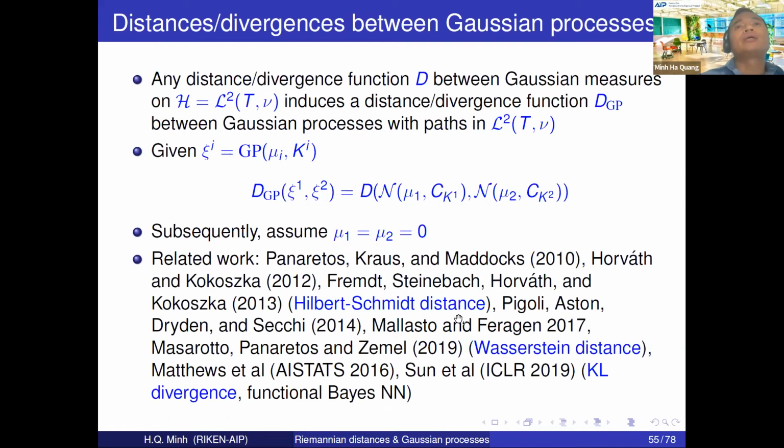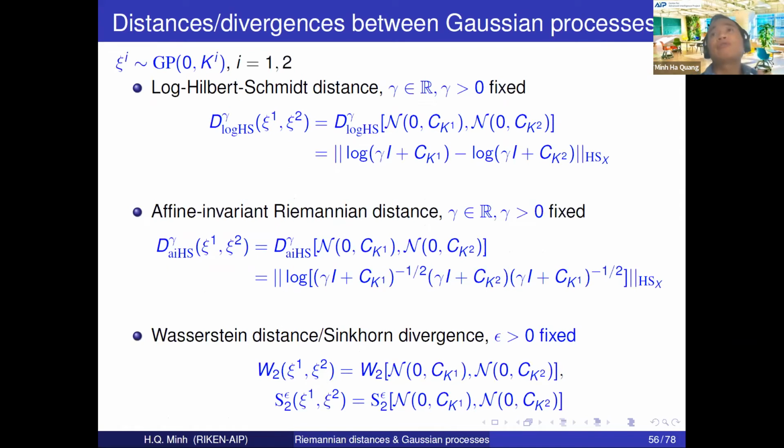There has been a lot of work studying the distance or divergence between Gaussian processes. For simplicity, let's consider the case when μ1 and μ2 are equal to 0. Then we just have the distance or divergence between zero mean Gaussian processes, or zero mean Gaussian measures. For example, we can define the log-Hilbert-Schmidt distance as the norm of log(γI + C_K1) minus log(γI + C_K2) with the extended Hilbert norm. We can define the affine-invariant Riemannian distance. We can also define the Wasserstein distance and the Sinkhorn divergence.